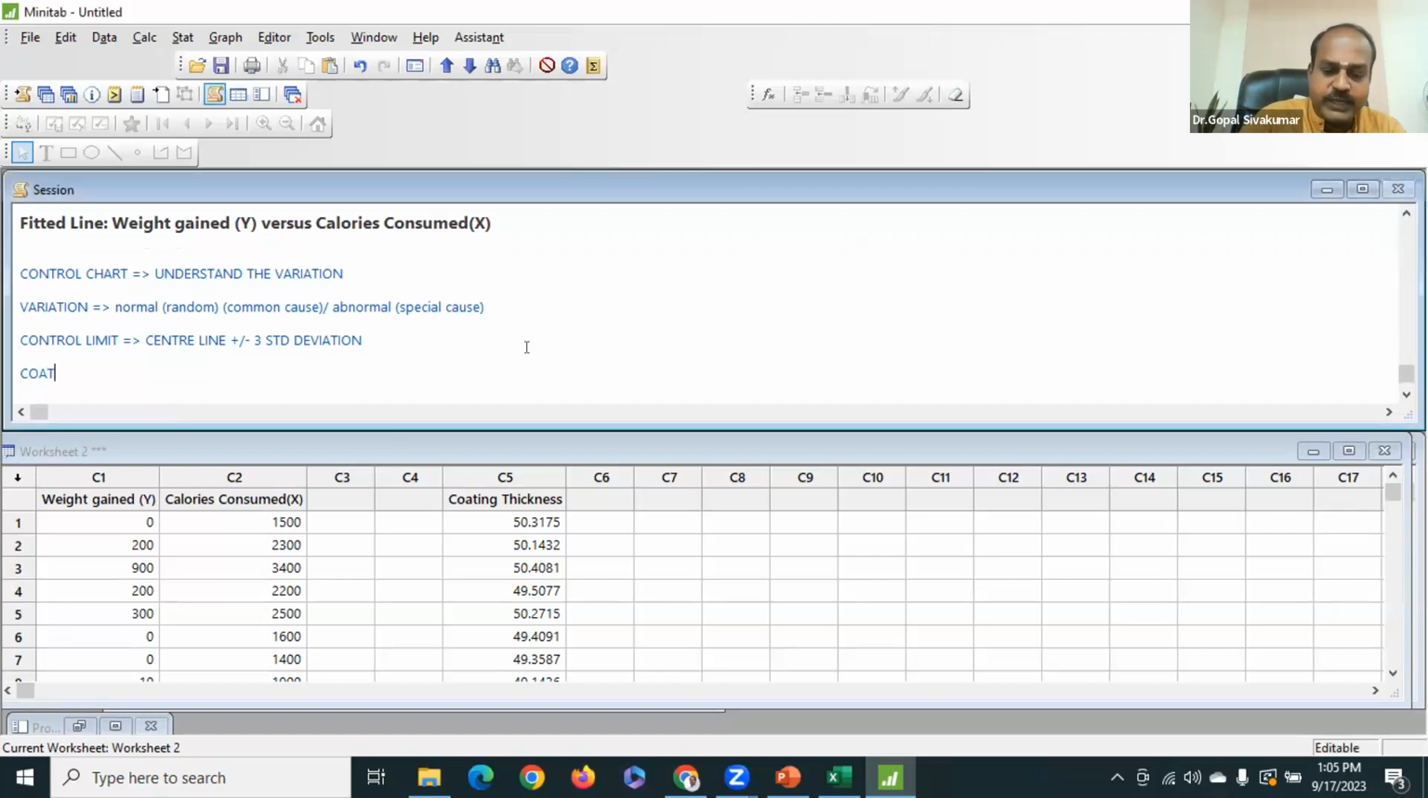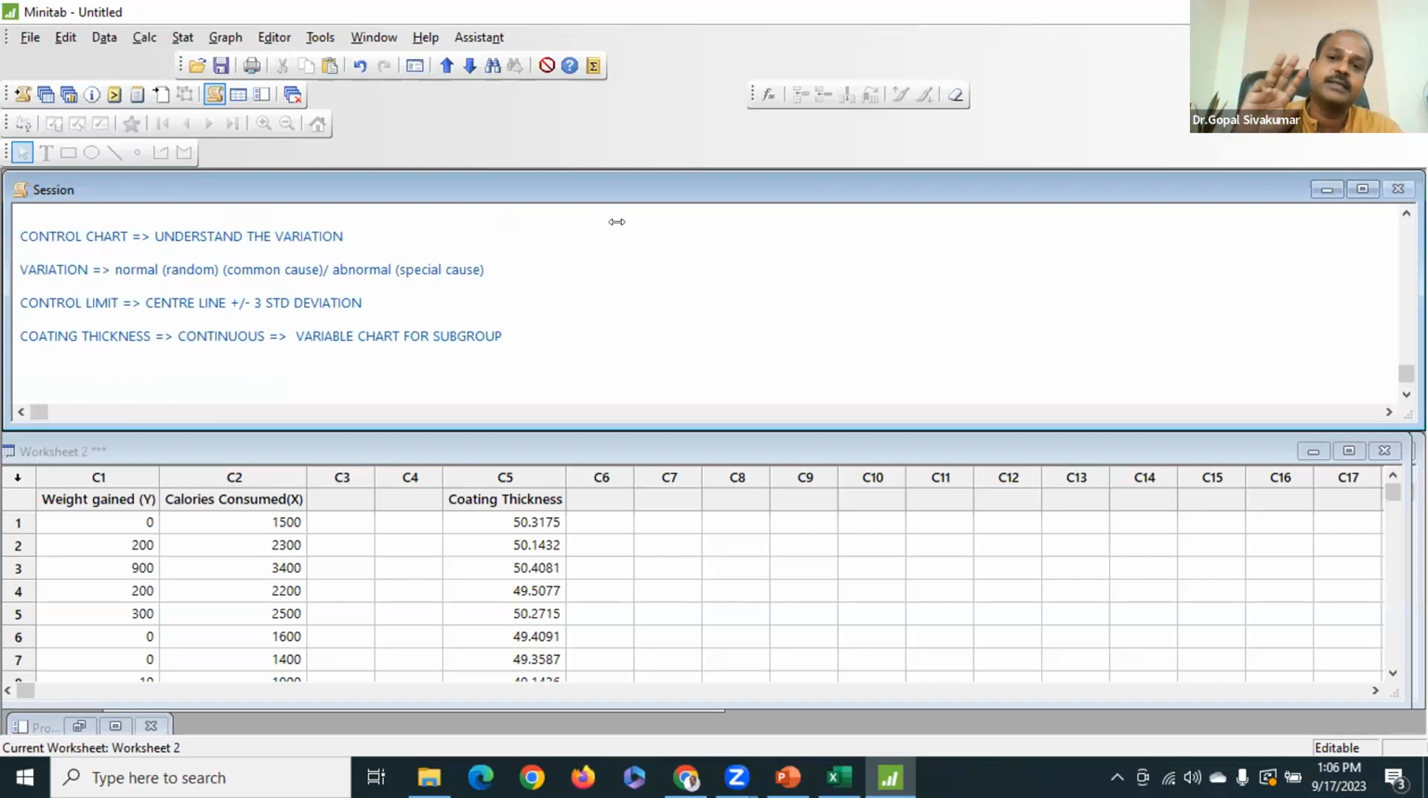Now tell me, coating thickness, is it continuous data or discrete data? Continuous. Now you want to go for variable chart for subgroups. Because there are two types of control chart. One is variable chart, another one is attribute chart. Since your data is continuous, you have to go for variable chart. If your data is discrete, you need to go for attribute chart. Coating thickness is a continuous variable, so we go for variable chart.